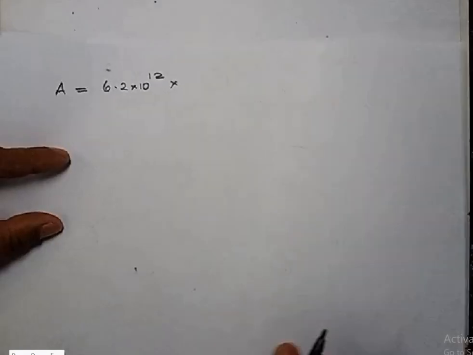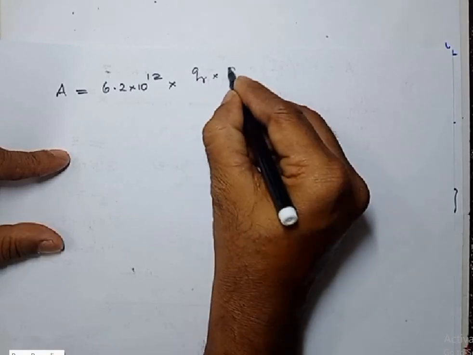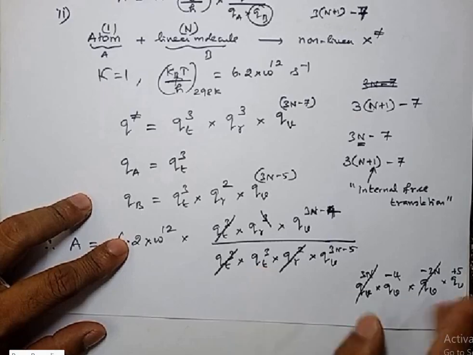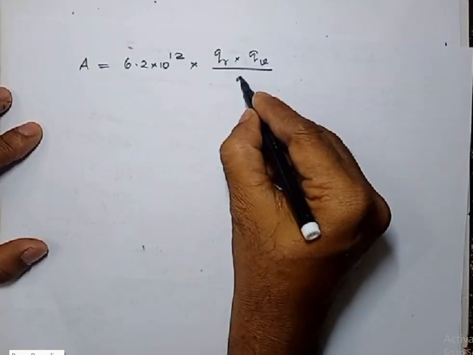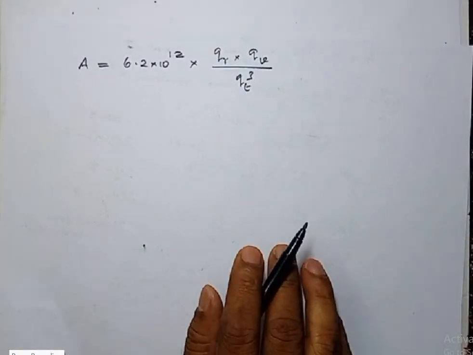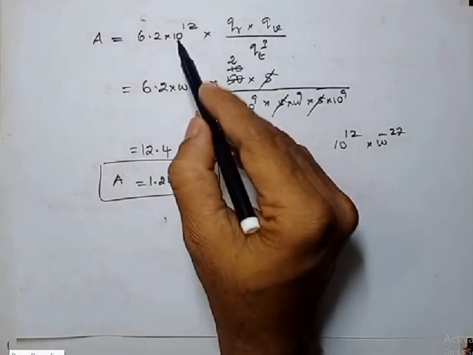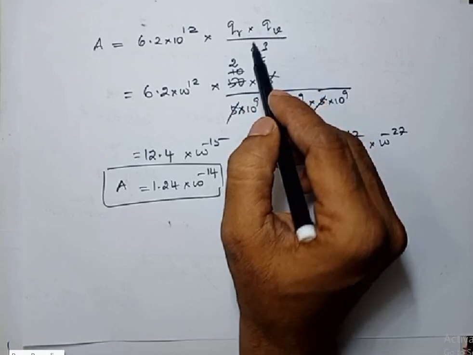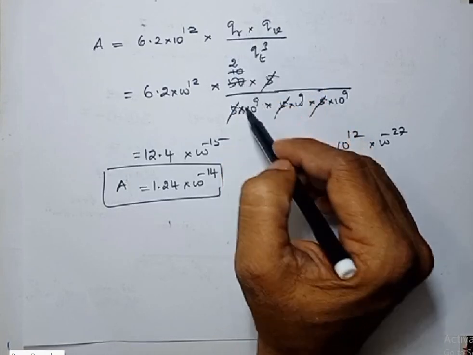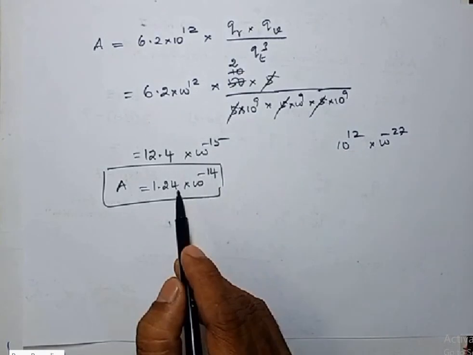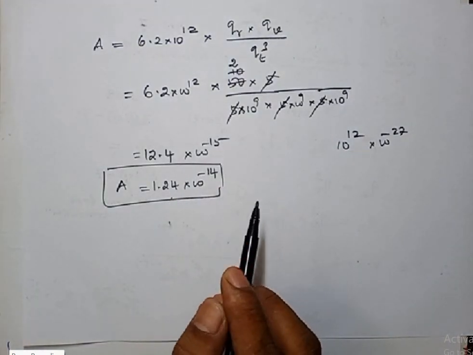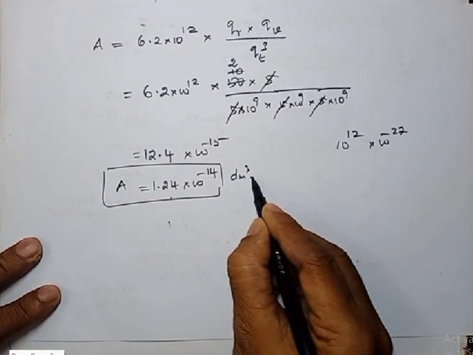So what we get is 1 QR in the numerator and 1 QV in the numerator divided by 1 QT cube in the denominator. Okay, just check it. After simplification we get this. Now if you substitute the values of these contributions and simplify, you will get the answer as 1.24 into 10 to the power minus 14 decimeter cube per second.